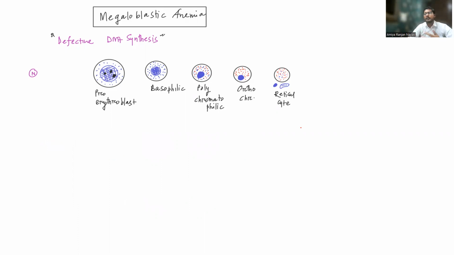But the most common cause for megaloblastic anemia is B12 and folic acid deficiencies. As you all know, it is vitamin B12 and folic acid deficiency that will cause megaloblastic anemia. How exactly deficiency of these two vitamins can cause defective DNA synthesis, that we'll discuss later. But first, we'll discuss what is going to happen whenever there is a defective DNA synthesis.